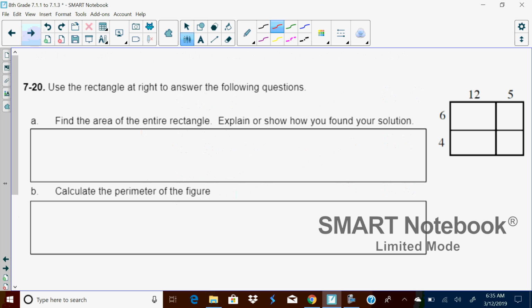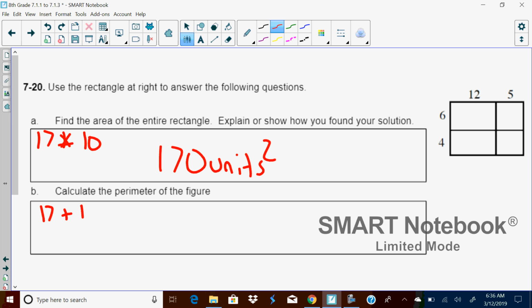Number 20, use the rectangle on the right to answer the following questions. So A, first find the area. So I added the top. I did 12 plus 5, which is 17, times 6 plus 4, which is 10. So the area is 170 units squared. Calculate the perimeter. I knew it was 17 and 17 for the top and the bottom, and 10 and 10. So I'm really doing 34 plus 20. So it's 54 units.